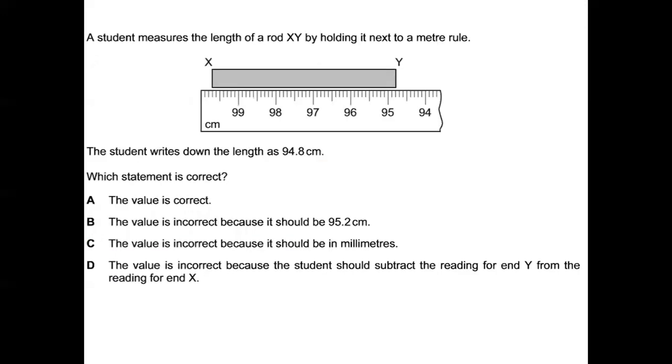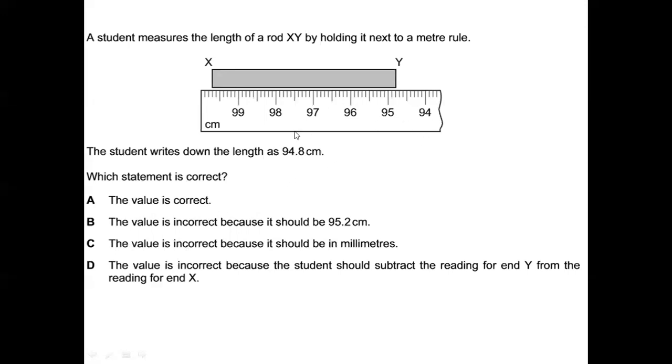Next, a student measures the length of a rod XY by holding it next to a meter rule. The student writes down the length as 94.8 centimeters. Which statement is correct? So looking at the choices, first letter A, the value is correct. Definitely, it's not correct. Why?